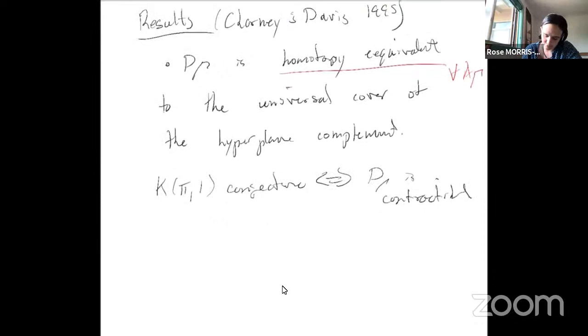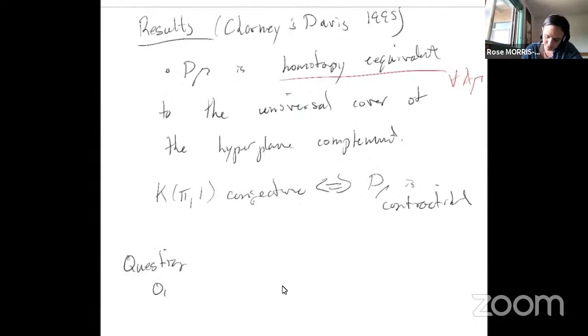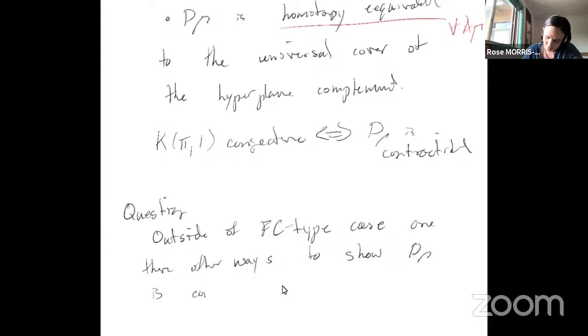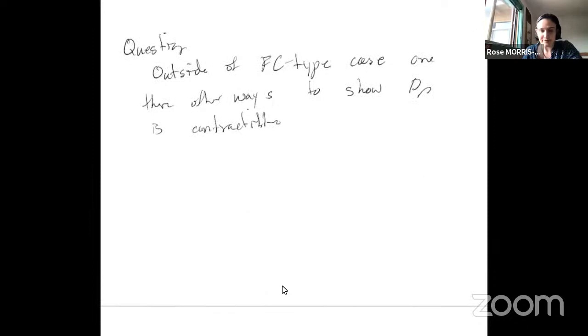So a question outside of this FC type case: are there other ways to show that D_Γ is contractible? And there's been some success with this. One way to do this is to put a different metric on it. The most successful one has been called the Moussong metric.